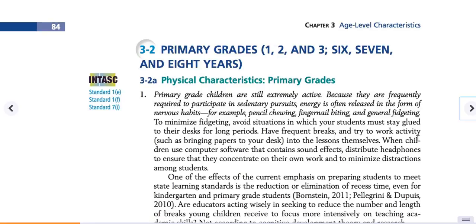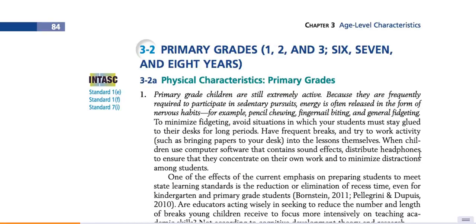To minimize fidgeting, avoid situations in which your students must stay glued to their desks for long periods. Have frequent breaks and try to work activities such as bring papers to your desk into the lessons themselves. When children use computer software that contains sound effects, distribute headphones to ensure that they concentrate on their own work and to minimize distractions among students.